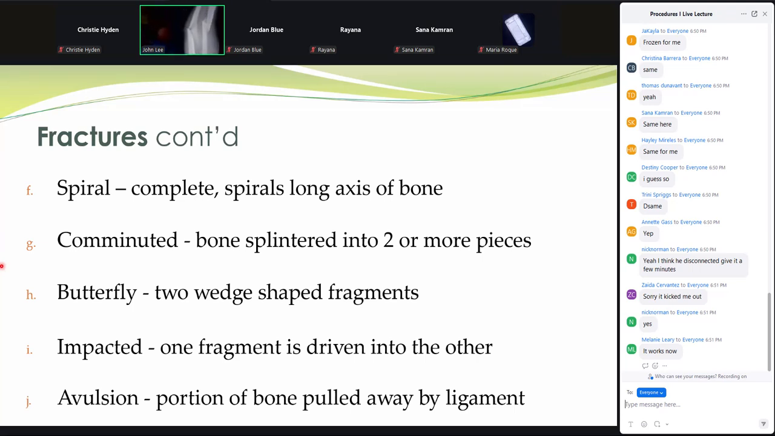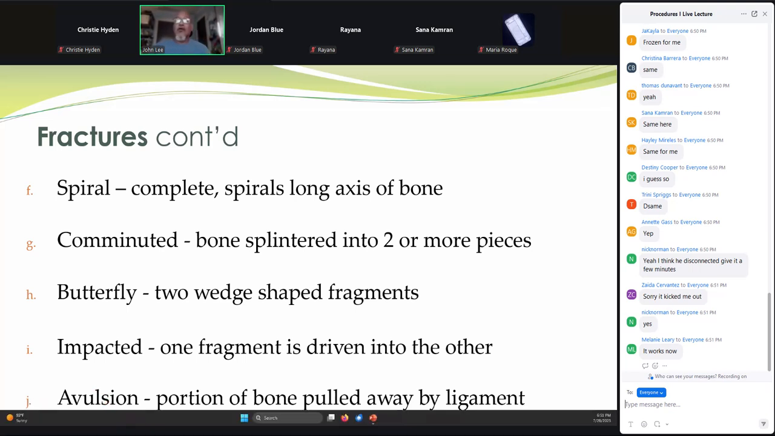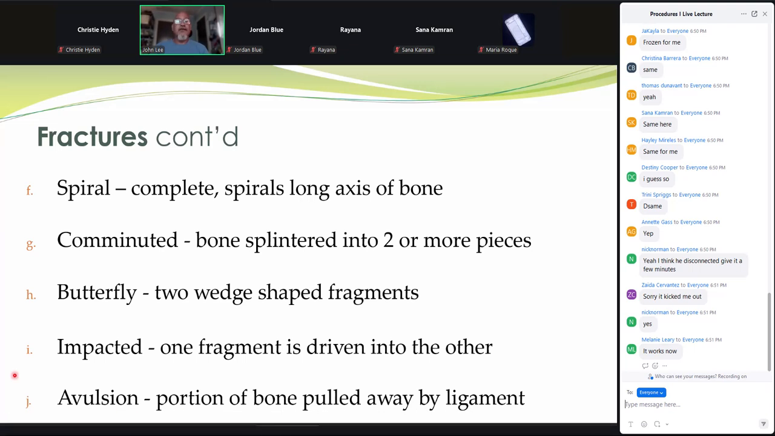There we go. That's another butterfly fracture of the ulna. Good images. If you want to study or have images to go along with the types of fractures, I suggest Google or going to Radiopaedia to find those.